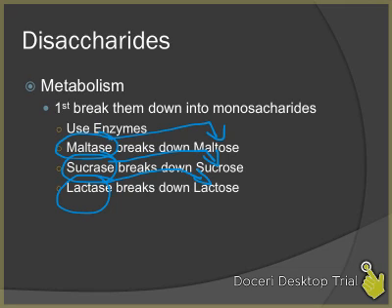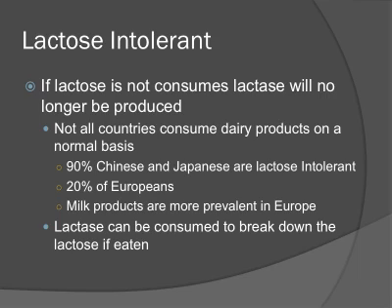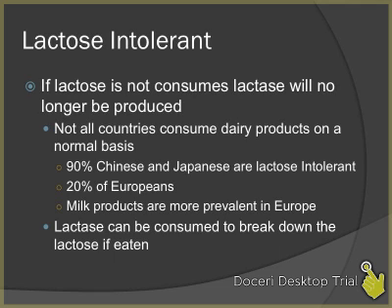Okay, so this is why people are lactose intolerant. A lot of countries and a lot of different ethnic groups don't consume dairy or milk products after they are weaned in infancy. And so if milk or milk products are not consumed, lactase will no longer be produced. Your body will stop producing it because if you're not using it, why should your body produce it? And so what ends up happening is we see that 90% of Chinese and Japanese are lactose intolerant because it is not common for these groups to ingest milk.